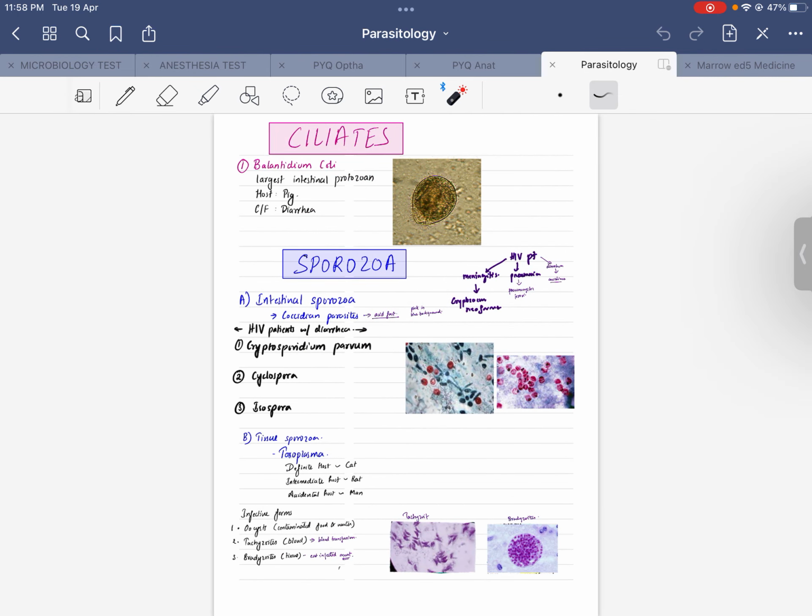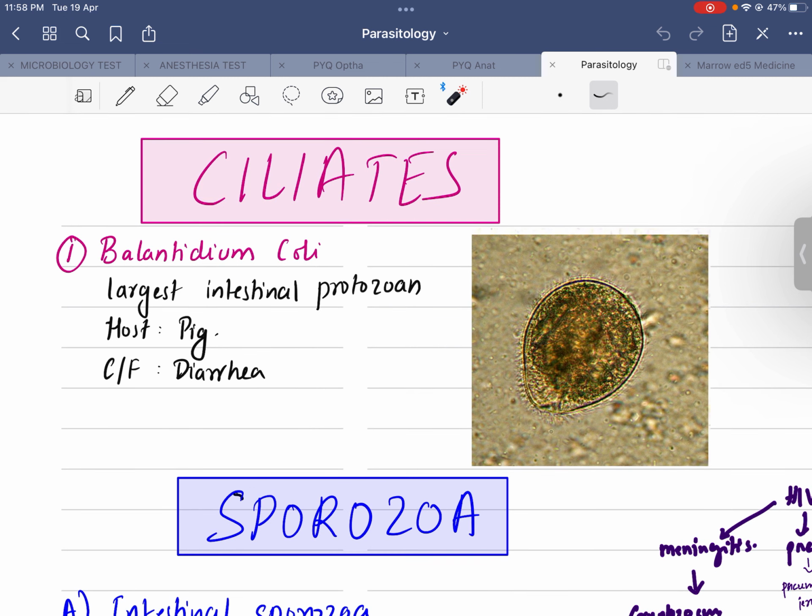There's only one ciliate. What is the ciliate? It is Balantidium coli, okay? How do you identify Balantidium coli? You'll see a protozoan with cilia at its periphery, okay? So that will help you to identify. Look at the cilia. This cilia will help you to identify Balantidium coli. Remember, it's the only protozoan which we are studying which has cilia.